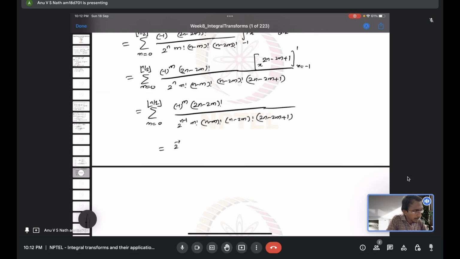2 raised to minus n root pi n factorial by n plus half factorial. So that's the closed form solution, because over m it is getting summed up. So the final result should be a function of n, and now you get a function of n. But the issue is that everything is in terms of factorials.